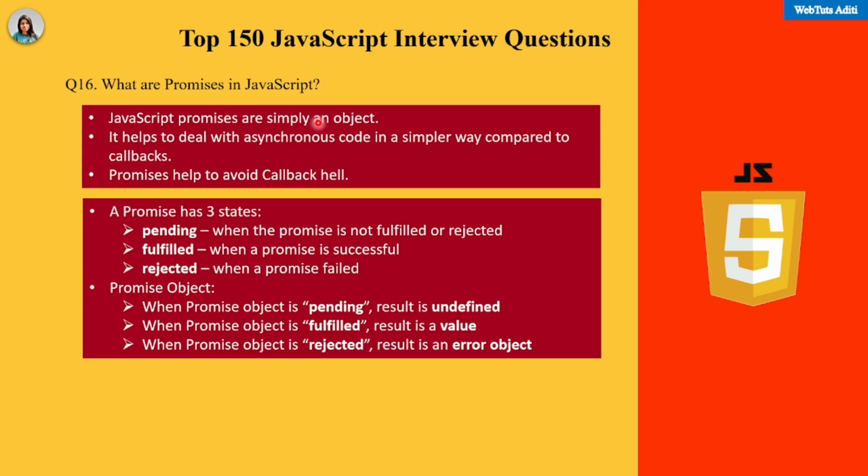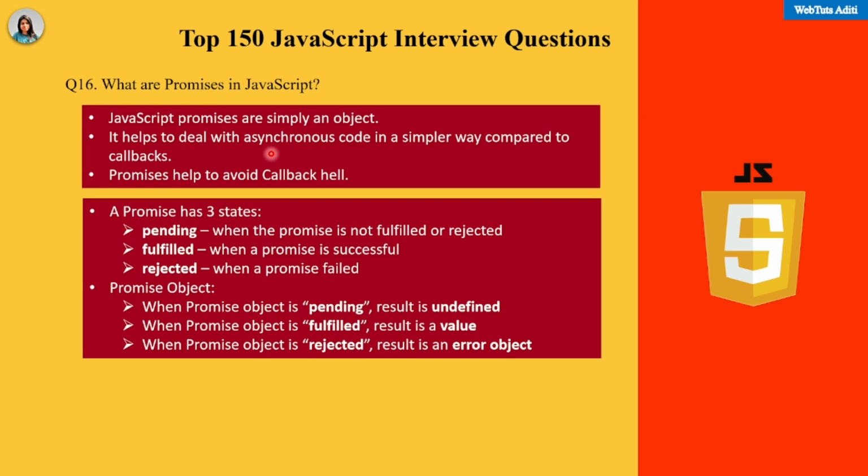JavaScript promises are simply an object. Okay, so promises are an object. It helps to deal with asynchronous code in a simpler way compared to callbacks. Okay, so now what are callbacks? Callbacks are nothing but functions which are passed as an argument in another function. So these promises are helping to solve asynchronous code in a simpler way.